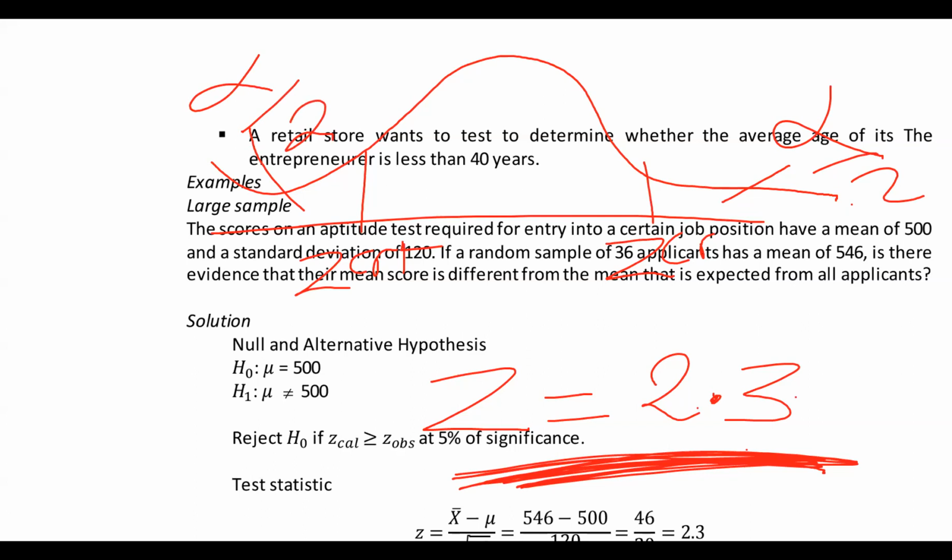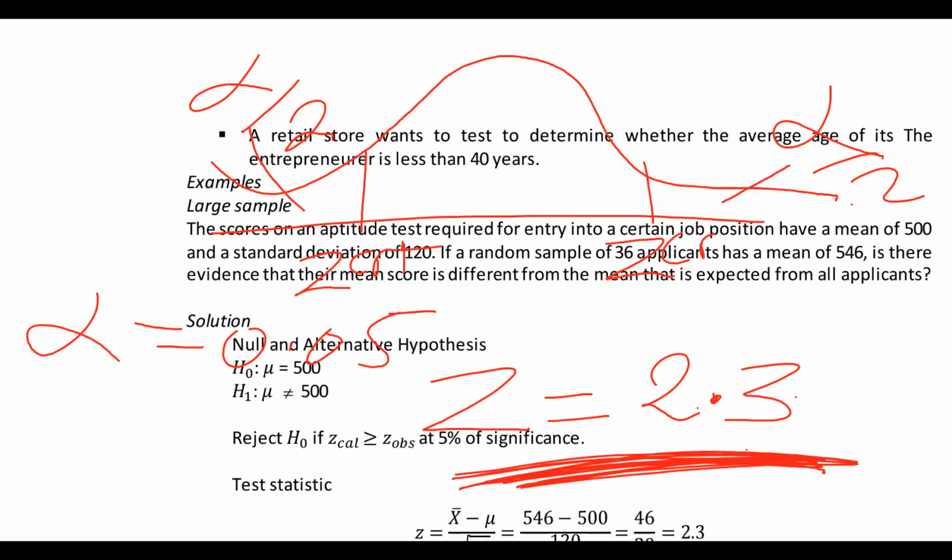And what is alpha? We are saying that alpha is the significance level that you are given. The significance level that you're given in the question is 5%. So if it is 5%, 5% is the same as 0.05, isn't it? Yes. 5% is 0.05.